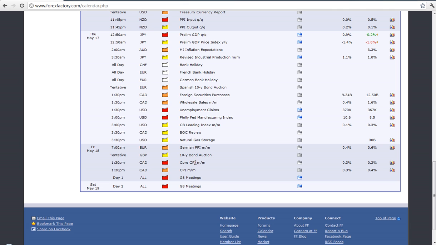And on Friday, to finish the week, for any Canadian dollar traders, we have core CPI data and the normal CPI month on month. The normal CPI is expected to dip at 0.3%, and the core CPI is expected to stay the same. We also have the G8 meetings on Friday. They're all day Friday, and then on Saturday as well. So it'll be interesting to see what happens there regarding the Eurozone and Greece. And be careful on Sunday as well, because we may get a big gap down.